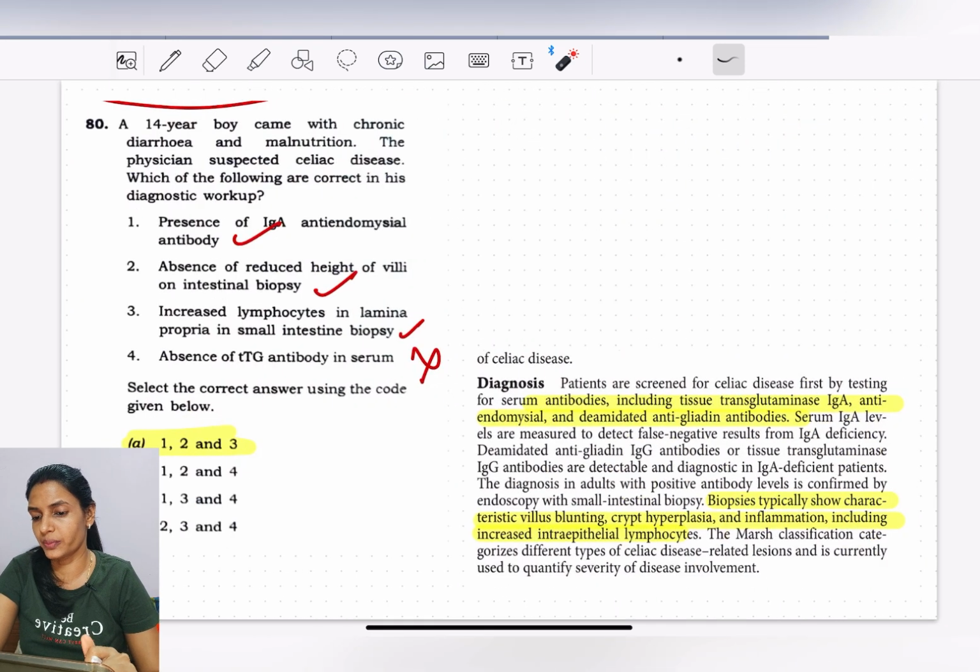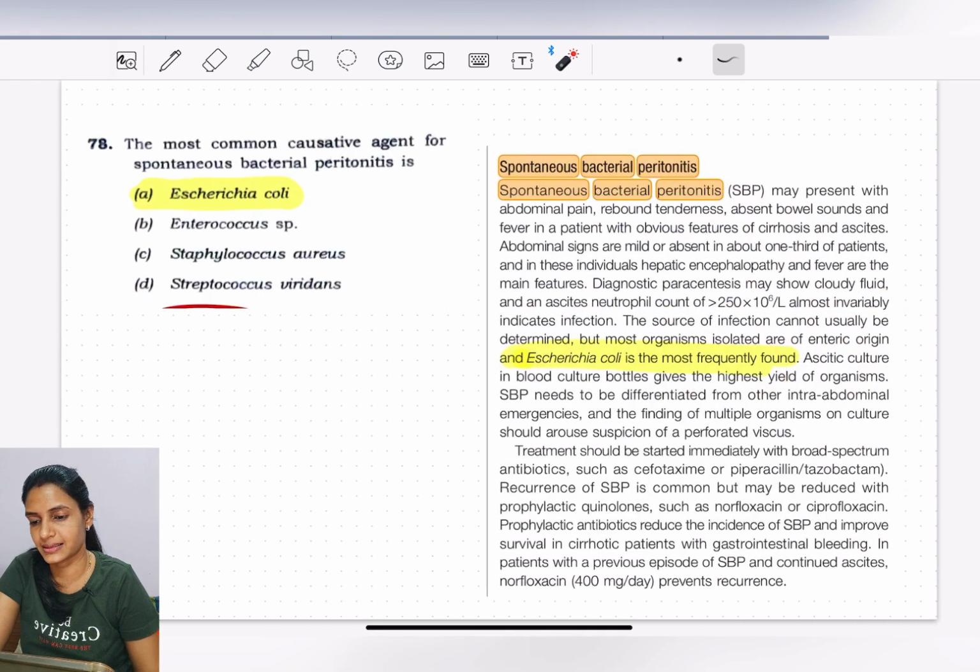Now they are talking about a 14-year-old with chronic diarrhea and malnutrition, suspected celiac disease. So in celiac disease, we do IgA anti-endomysial antibody, transglutaminase IgA, and anti-gliadin antibodies. They are saying absence of TTG antibody, that's wrong. There is TTG antibody, and the rest 3 statements are true. So 1, 2 and 3 are true in this case.